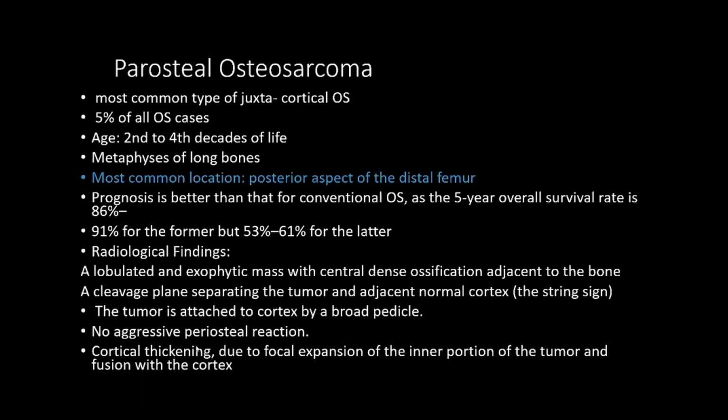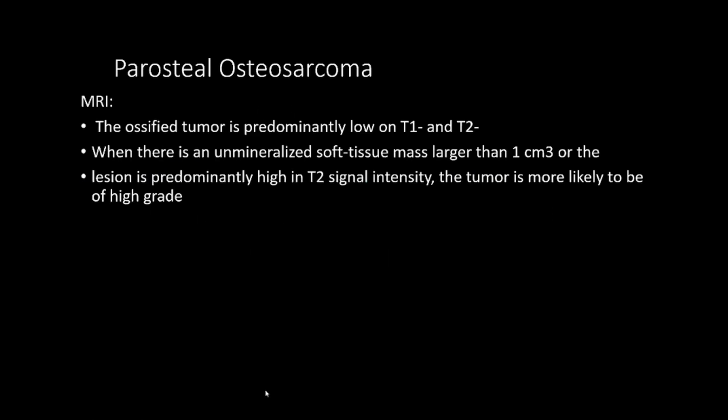Okay, there is no aggressive periosteal reaction in parosteal osteosarcoma. The tumor is attached to the cortex by a broad pedicle. This is what's called the cleavage sign. Okay, there is cortical thickening due to focal expansion of the inner portion of the tumor and diffusion of the cortex. In parosteal osteosarcoma in the MRI, the ossified tumor is predominantly low on T1 and T2. When there is any unmineralized soft tissue mass larger than 1 centimeter, or the lesion is predominantly high in T2 signal, the tumor is more likely to be high grade.